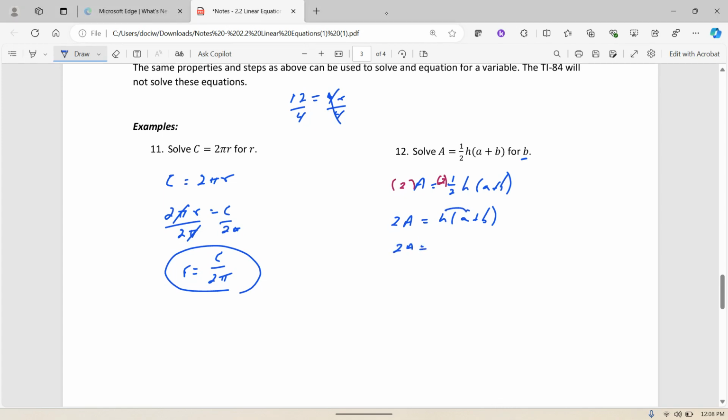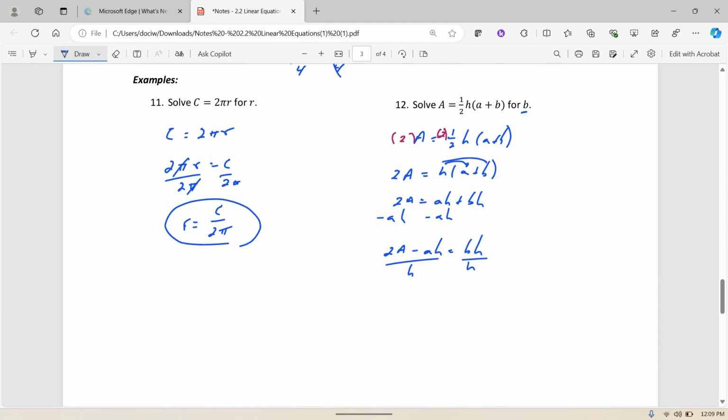Next thing I would do is distribute the h. So I have ah plus bh. Subtract the ah from both sides. 2 times big A minus little a times h equals b times h. Now to get the b by itself, I simply divide both sides by the h. So little b is 2 times big A minus little a times h, all divided by h, and we have solved the equation for b.